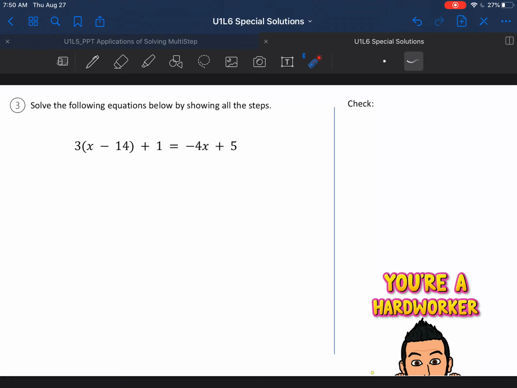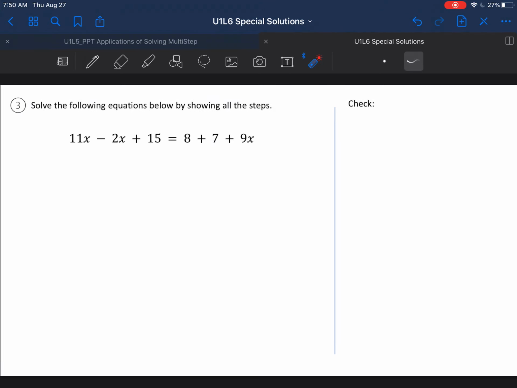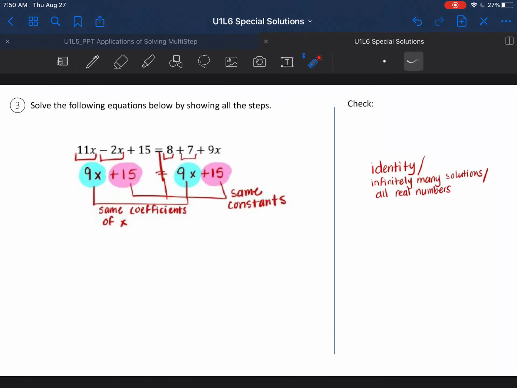Solve the following equation. Keep it going. You're a hard worker. Your solution comes in 3, 2, 1. Solve the equation. Make sure that you pause the video. Your solution is in 3, 2, 1.